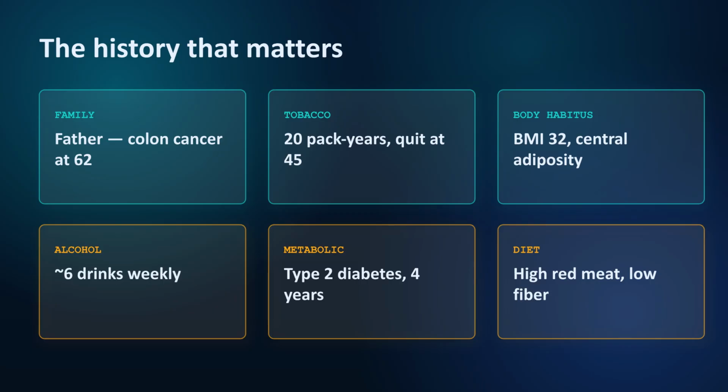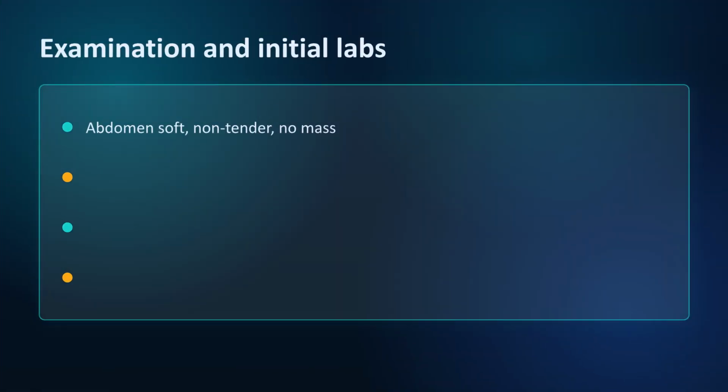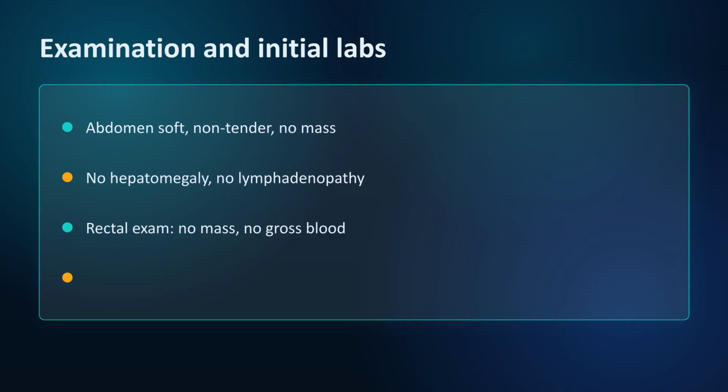Notice how ordinary they all sound. This is not an exotic history. We will come back and count them. The examination is reassuring. His abdomen is soft and non-tender. There is no palpable mass, no hepatomegaly, and no lymphadenopathy. The digital rectal exam finds no mass and no gross blood. His hemoglobin is 14.1 grams per deciliter, and his iron studies are normal. So there is no anemia to chase, and no occult bleeding to explain.